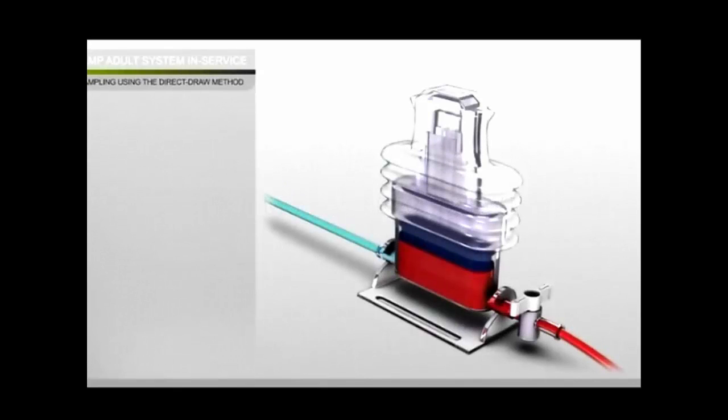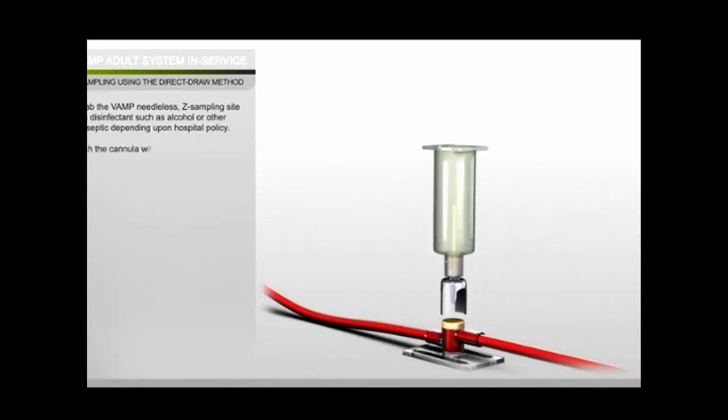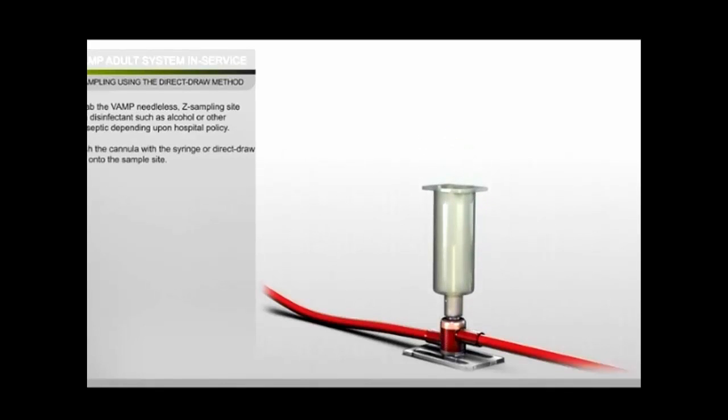You are now ready to draw the blood sample. To begin, swab the VAMP needleless Z sampling site with disinfectant, such as alcohol or other antiseptic, depending upon hospital policy. Then, push the cannula with the syringe or direct drawing unit onto the sample site. Note, do not use a hypodermic needle through the sampling site.